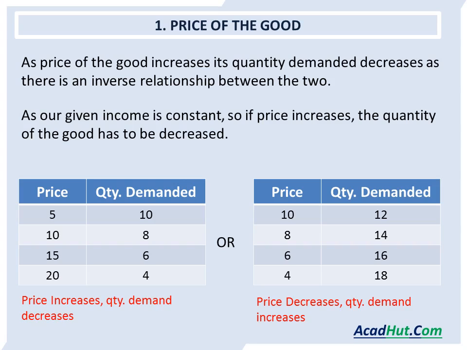As you can see in the first schedule, price increases from 5 to 20 and quantity demanded decreases from 10 to 4. Or we can look at the other way down. Price decreases from 10 to 4 and quantity demanded increases from 12 to 18.